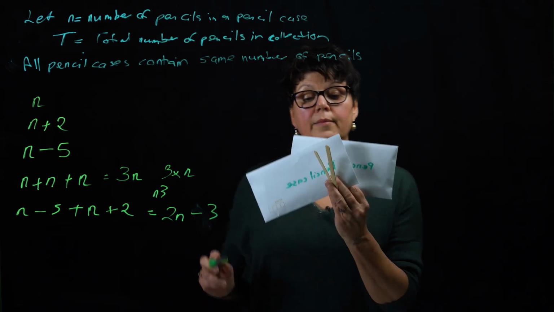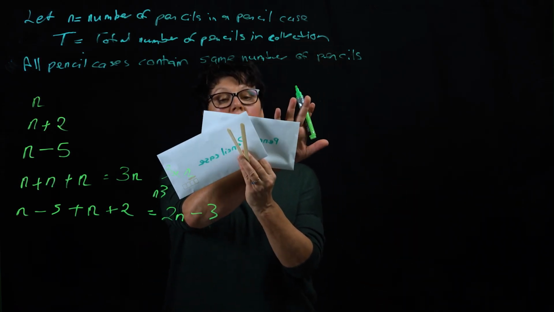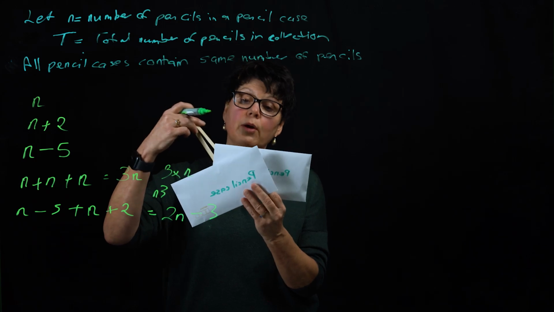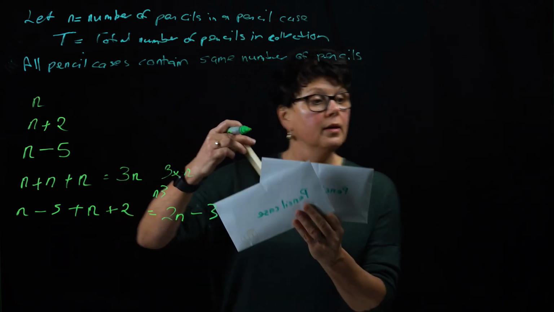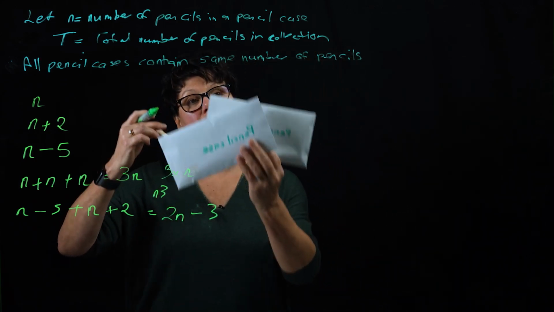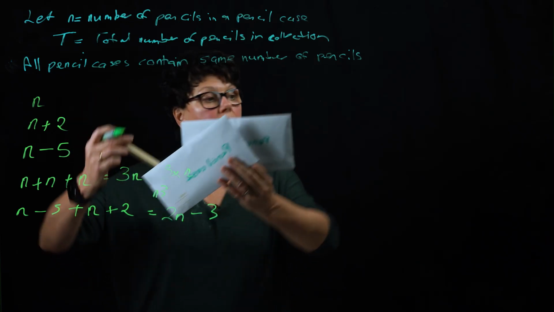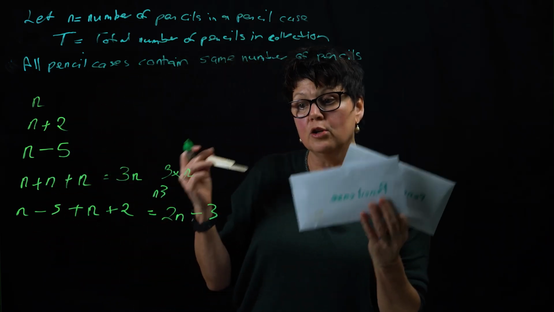minus 3. And of course we know we took 5 out of that, so we're 5 short, but then we have 2 more. So now we're only 3 short. So that is one way to develop students' understanding of writing expressions and putting some meaning to it.